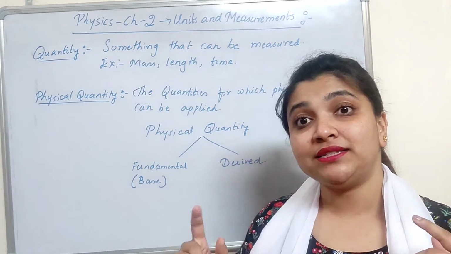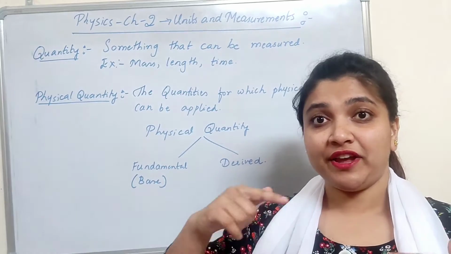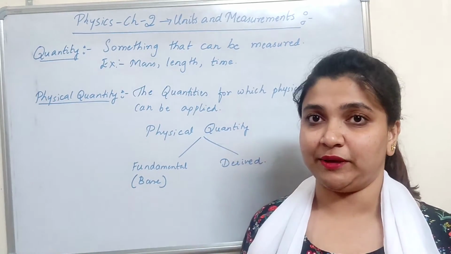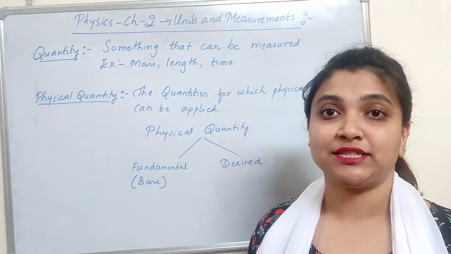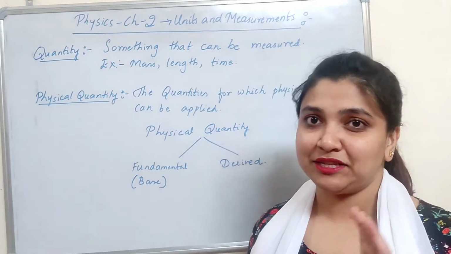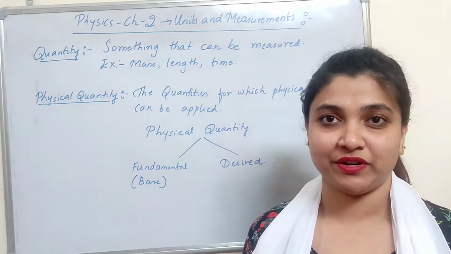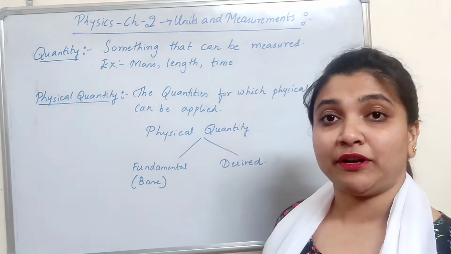Weight is nothing but mass and the gravitational pull. So weight has mass and it has gravity. Therefore we can't call weight a fundamental quantity. But mass is mass. It is independent no matter whatever the condition is. So that is a fundamental quantity.